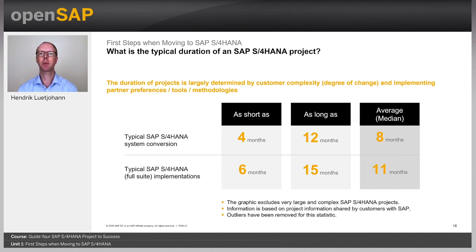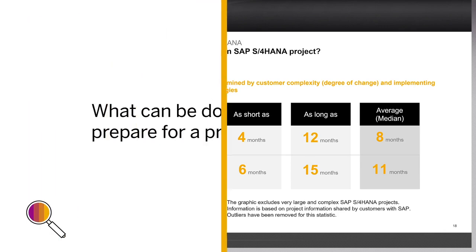The time for system conversions is on average 3 months shorter compared to greenfield implementations. The additional time in greenfield projects is often required to manage the data extraction, cleansing, and the data import processes.